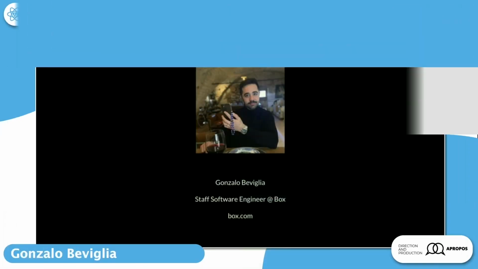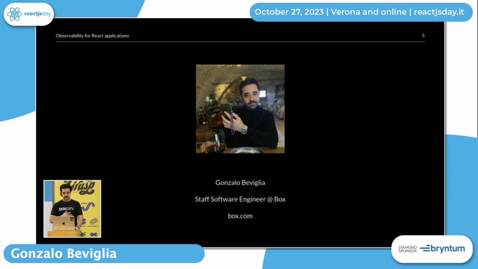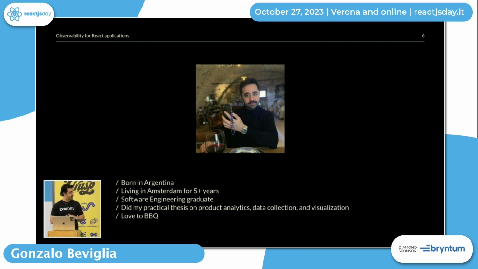My name is Gonzalo Beviglia, and I work as a staff software engineer at Box, particularly in the digital signature organization. I focus mostly on front-end initiatives at Box, but my background is very diverse in stacks and technologies. Some personal facts about me: I was born in Buenos Aires, Argentina, have been living in Amsterdam for more than 5 years now. Time flies. Beautiful city, but it rains a lot. I'm a software engineering graduate, and I did my practical thesis on product analytics, data collection, and visualization. That kind of fits with this topic a little bit.